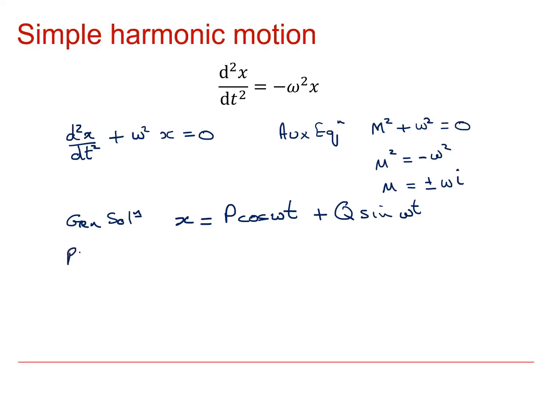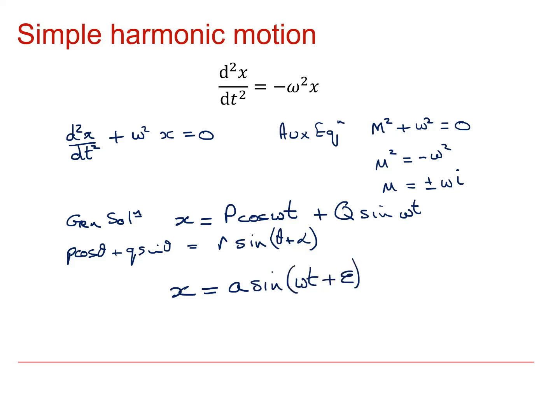Now we already know that if we have some cos thetas plus some sine thetas, we can transform that into a single sine curve of this form, r sine theta plus alpha. So if we use this in this solution, we can rewrite the general solution as x is equal to some multiple A of sine omega t plus something, and I'm going to call that something epsilon. And so there's our general solution for simple harmonic motion.